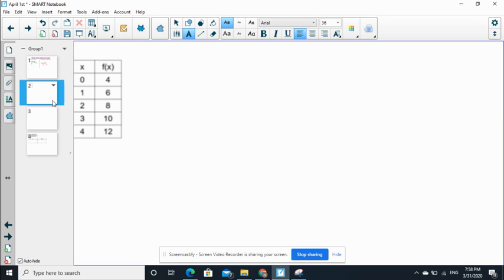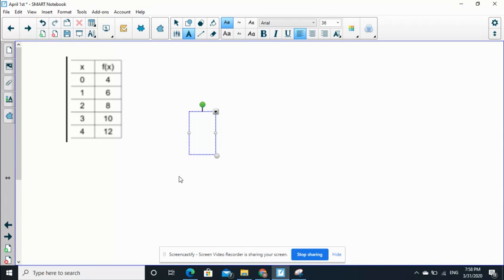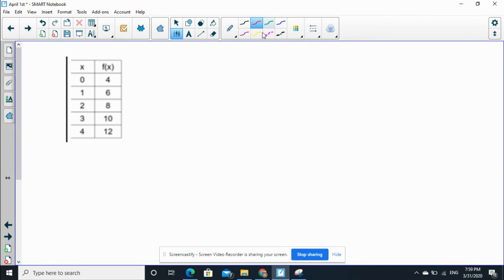The first example: write an equation to represent this function. First, to write an equation, you have to figure out what this function is. Is it linear or exponential? Let's see the rate of change. How does y change and how does x change? Y changed from 4 to 6. It increased by 2, and x increased by 1. So the rate of change is the change in y over the change in x. It's 2 divided by 1 equals 2.